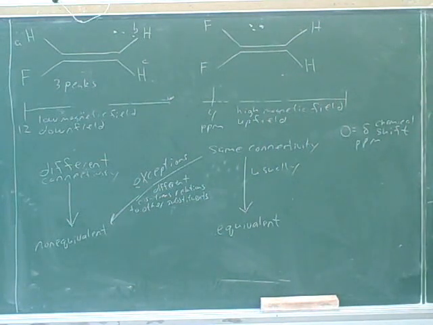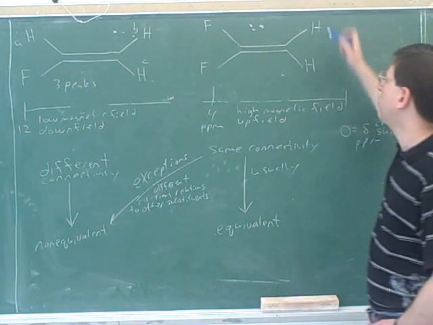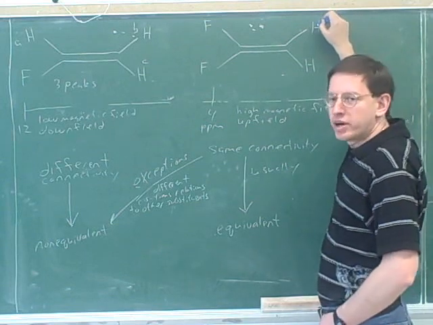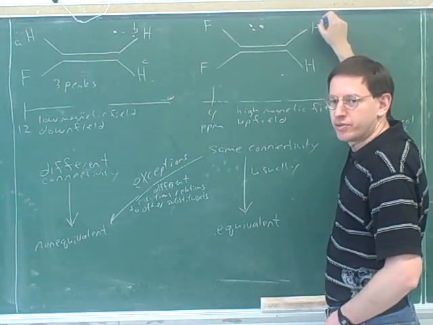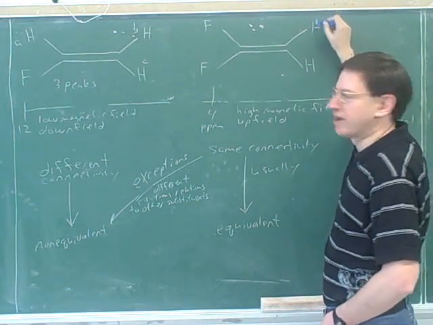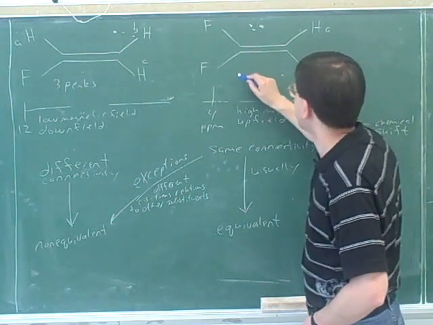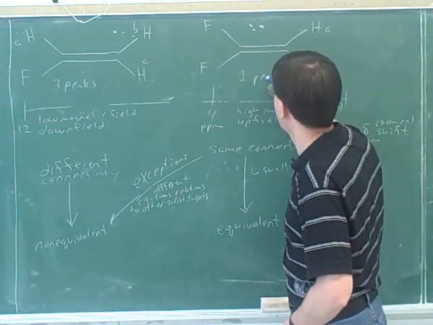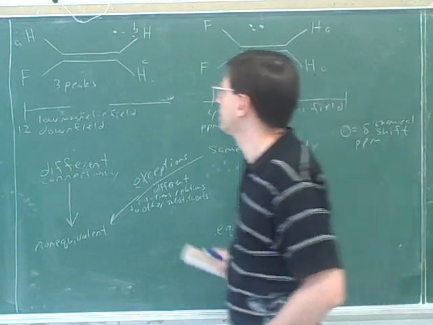How many peaks here? 1. 1. Now, each of the hydrogens is cis to one of the fluorines and trans to the other fluorine. So they both have the same environments. So they both get the same letter. And there would be 1 peak. Good.